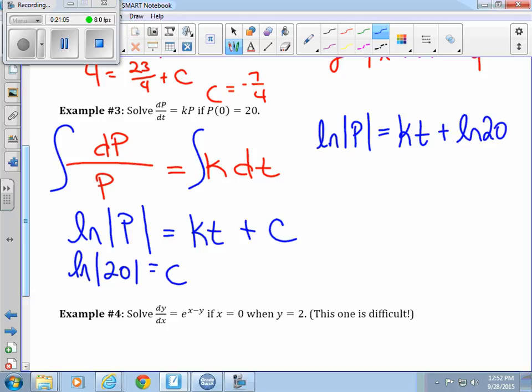We need to get p by itself, correct? So we're going to do e to the kt plus natural log of 20. A couple of things.